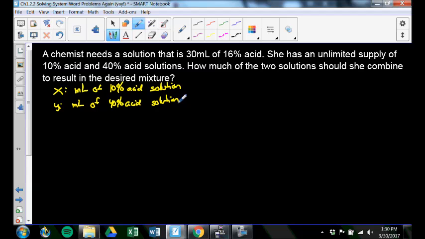I'm going to show 2 ways to do this problem this time. Last time I just showed one, this time I'll show another. Some of you will prefer the second method, some of you really won't. We know that x plus y has to equal 30. All in all, we need 30 milliliters.